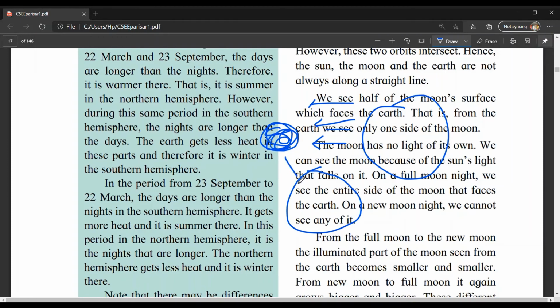So this is called a full moon night or full moon. This day is also called Purnima. The half part of the moon which is visible to the earth is also faced by the sun, and it receives the sun rays. Therefore we can see the moon fully, not partially. We can see this moon, and that day is called a full moon.